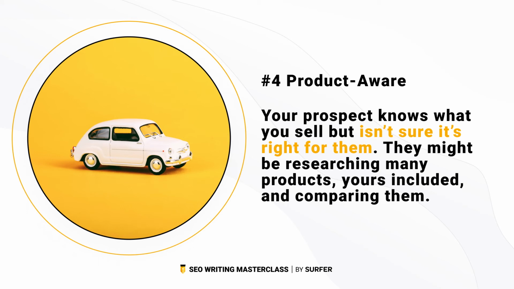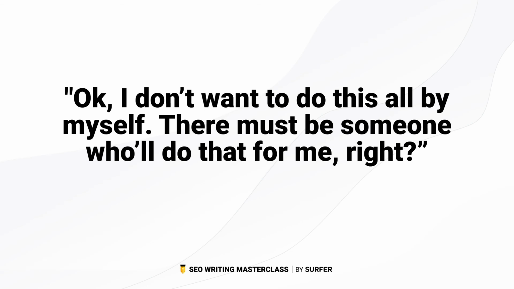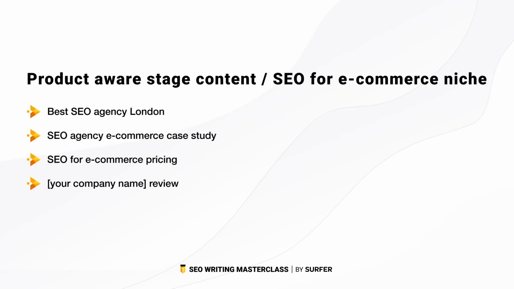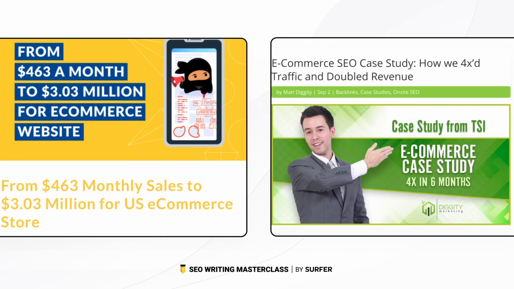On to product aware. So the e-commerce owner learned their fair share about e-commerce SEO. They know that they have some technical issues on their site, that they have never optimized their meta tags, and that their content needs to be changed. They know it's a lot of work and that there are companies doing all of that for a fee. What they don't know is which agency to choose. They may look for best SEO agency London, SEO agency e-commerce case study, SEO e-commerce pricing. You should create a product-centric blog post for this stage, like a quick guide on how to solve a particular problem with your product, or landing pages and case studies. Anything that will convince the prospect that your company is a perfect match for their needs.